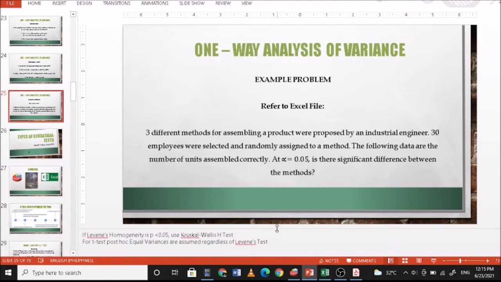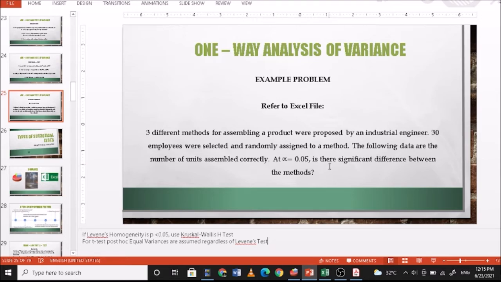I have notes here. If Levene's homogeneity is p less than 0.05, use the Kruskal-Wallis H-test as mentioned earlier. And for the t-test post hoc, equal variances are assumed regardless of Levene's test.